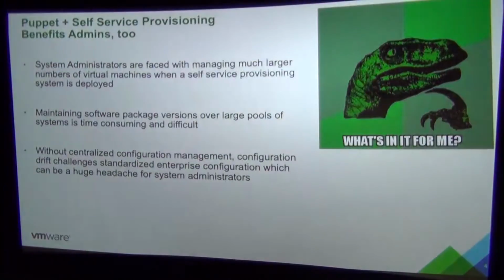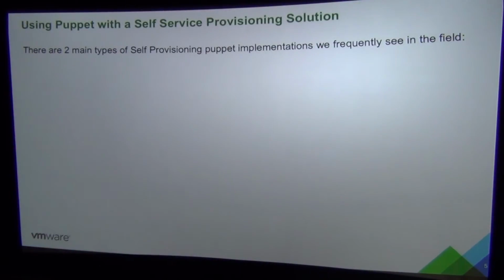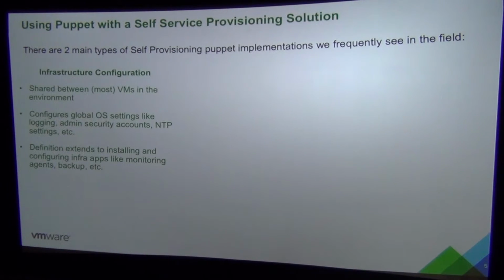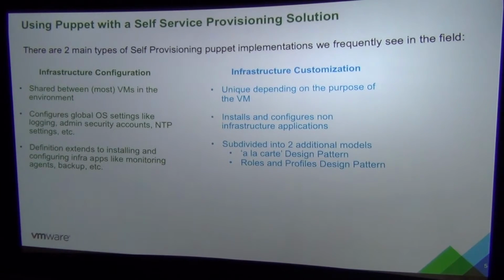So there are two main types of self-service provisioning that I'm going to refer to: infrastructure configuration and infrastructure customization. This is the difference between these two types.